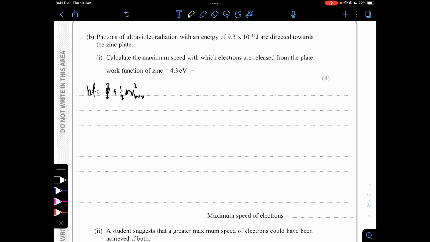First we need to convert this to joules. So 4.3 times 1.6 times 10 to the power of negative 19. All right, what else can we do here? We need to work out what half mv squared is. So half mv squared max equals hf minus the work function. So what is hf? Do we know what our hf is? Yes, we do. It's given to us.